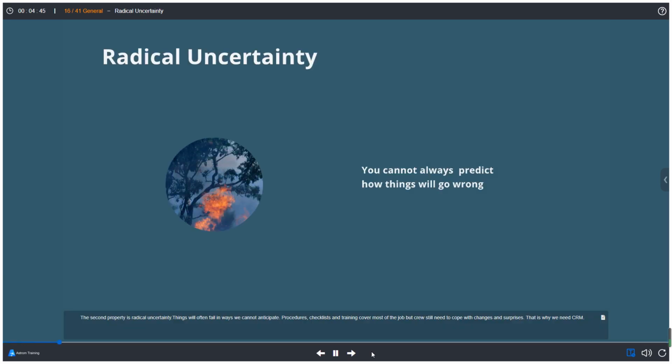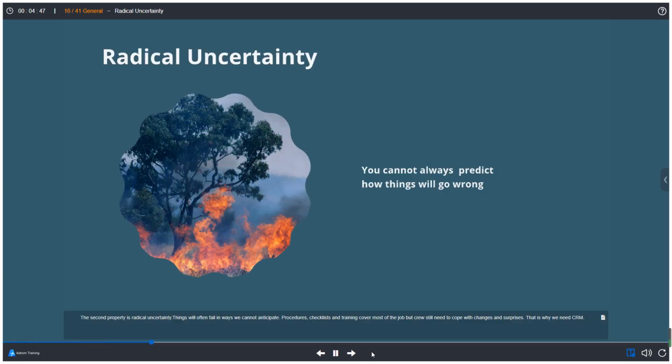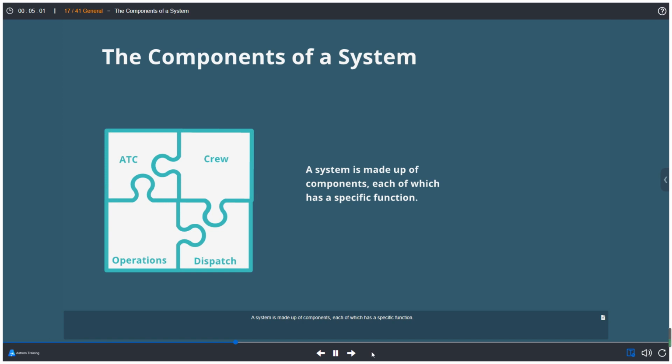The second property is radical uncertainty. Things will often fail in ways we cannot anticipate. Procedures, checklists and training cover most of the job, but crews still need to cope with changes and surprises. That is why we need CRM. A system is made up of components, each of which has a specific function.